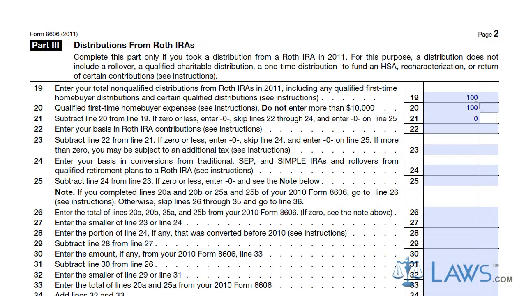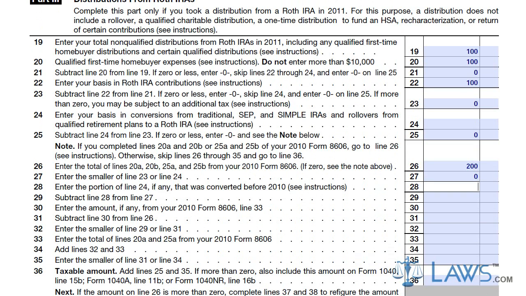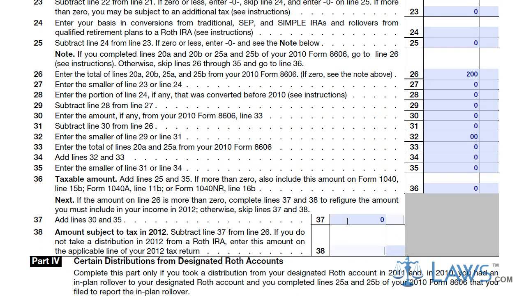If you have received any distributions from Roth IRAs during the tax year, you must report this on Part 3 of the Form 8606. From lines 19 to 35, calculate your Roth IRA distributions and use the calculations for each line to determine your total taxable amount. Enter this total amount on line 36.